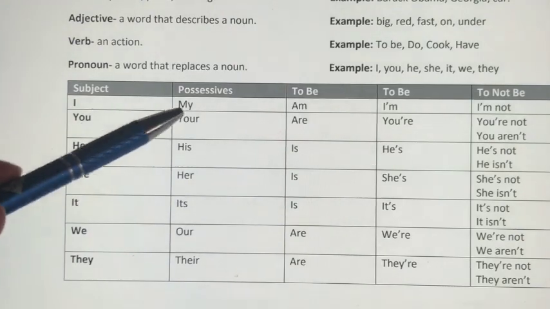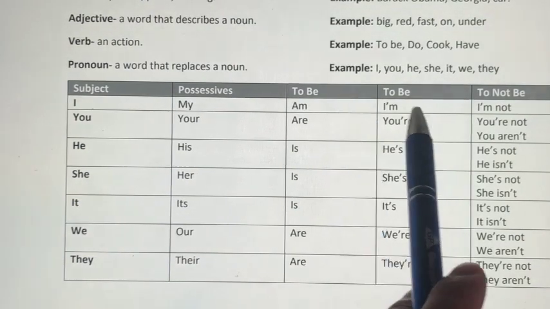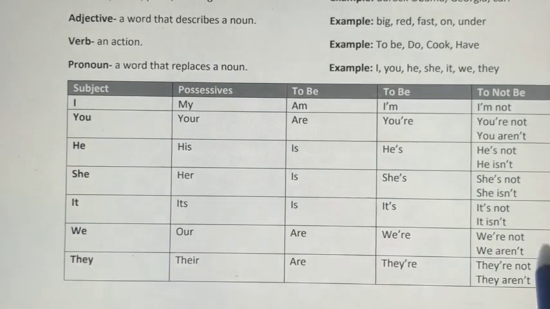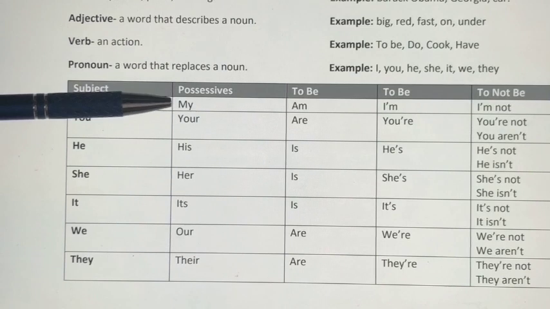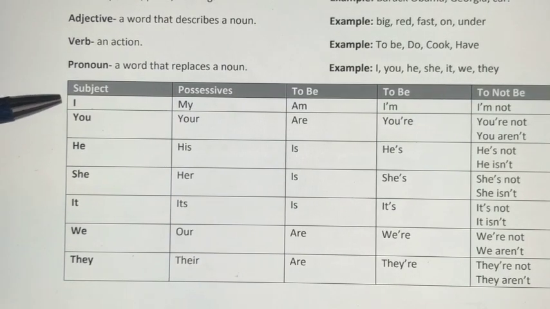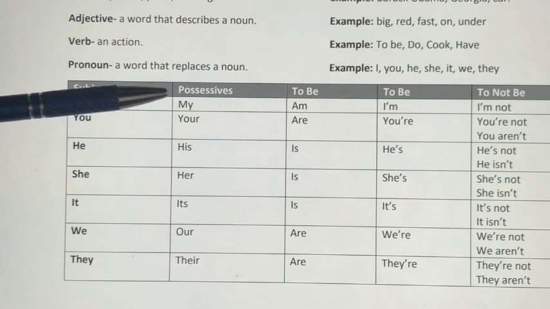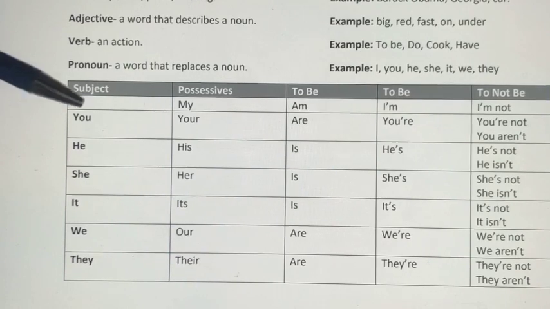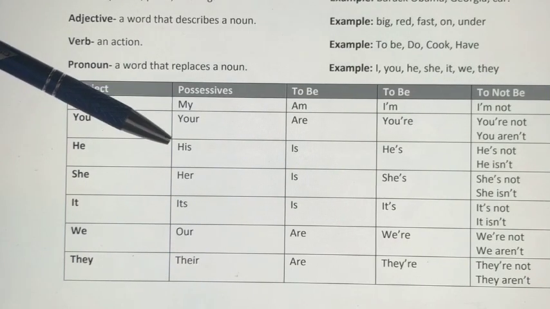All right, now let's look at these words. Let's look at possessives, okay? Because you already understand to be and to not be. By now, you should already know all of this. No questions. Okay? So, these are possessives. These are to show you ownership. So, if I have a car, it is my car. It's my possession. My. If you have a car, it's your car. If he has a car, his car.